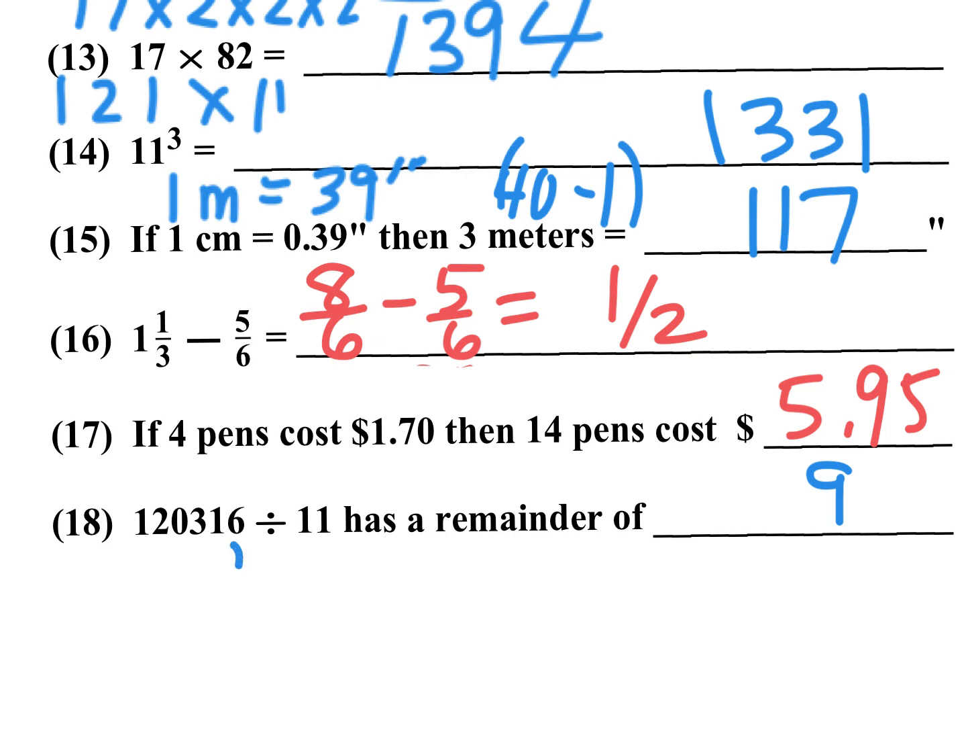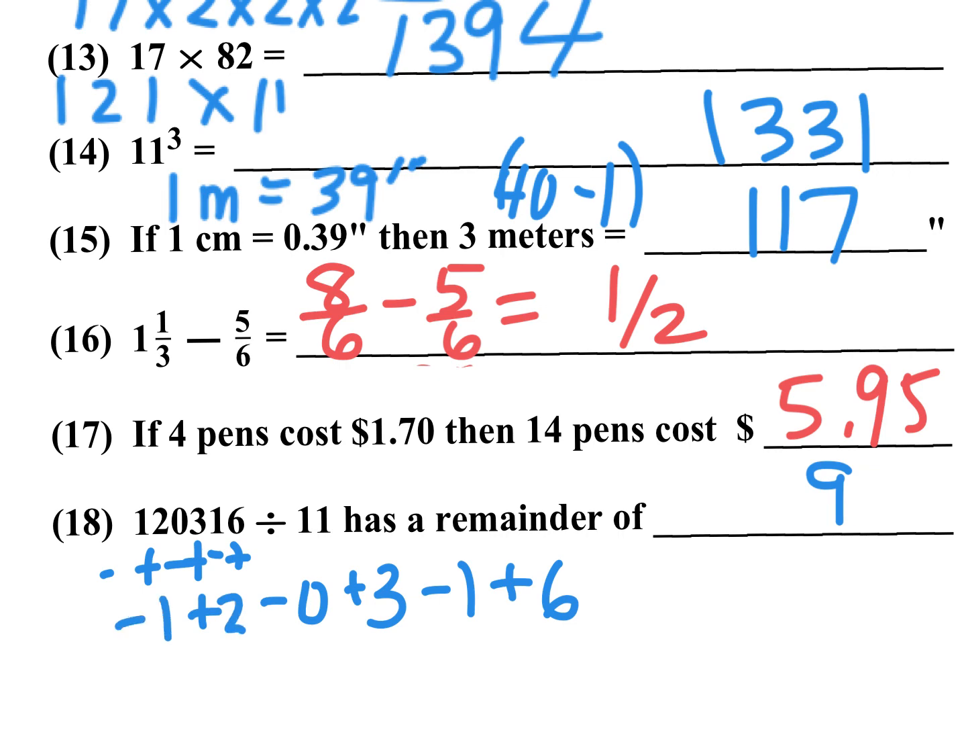This would be a positive, this would be a minus, this would be a positive, this would be a minus, positive, and minus. So working from right to left, I'm going to have a plus 6, then a minus 1, and then a plus 3, and then a minus 0, and then a plus 2, and then a minus 1. So I'm doing 6 minus 1 is 5, plus 3 is 8, minus 0 is 8, 8 plus 2 is 10, and 10 minus 1 is 9.